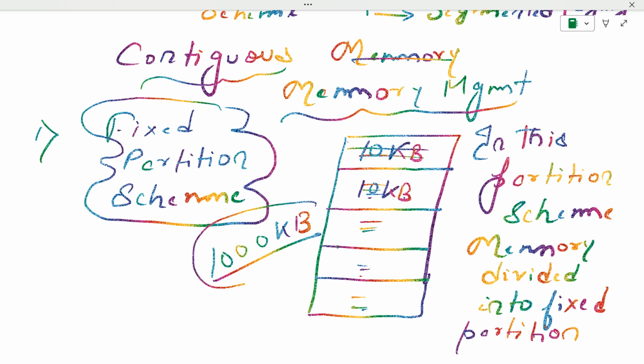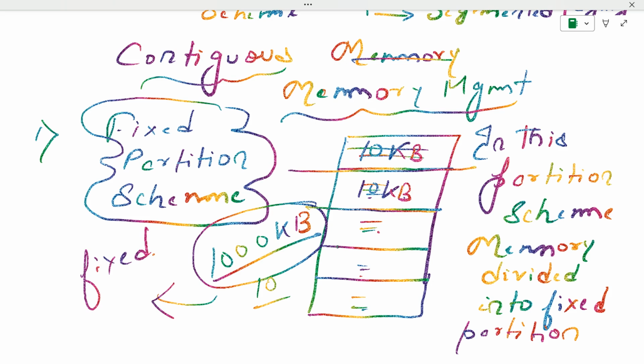If we have 1000 kilobytes of memory, we are dividing it into 10 partitions of 10 kb each, and it is going to remain fixed throughout. That means it is not going to change. Once we have partitioned the memory into 10 kb pieces, it is not going to change in the future. But it's not necessary that the size be 10 only. It can be 50, let's say.